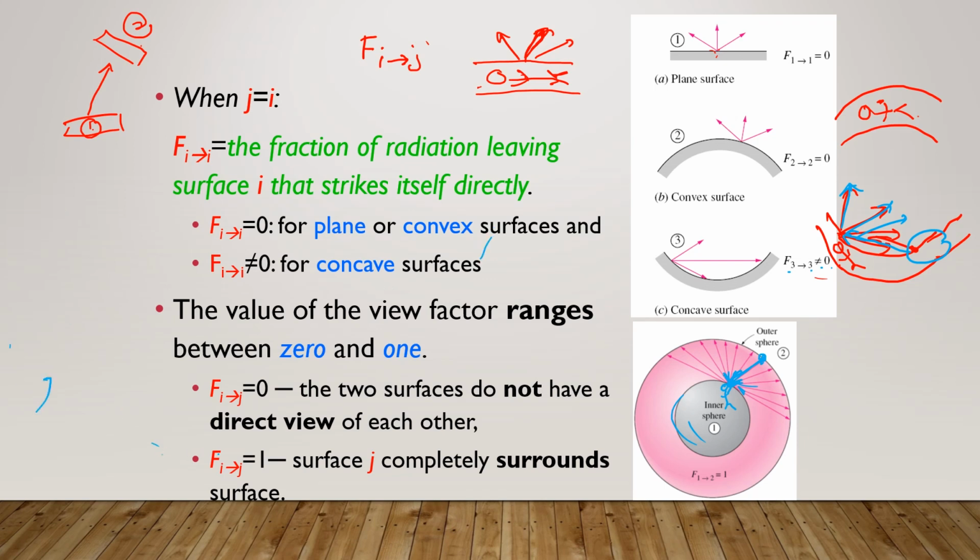So for example here, F1 to 1 is equal to 1. What will happen to F2 to 1? F2 to 2? No, F2 to 2 is not equal to 1. It will not equal to 0. F1 to 1 is equal to 1, and F2 to 2 is not equal to 1.